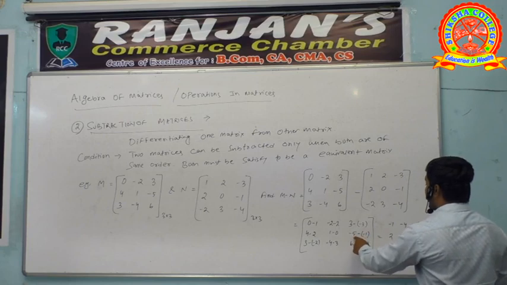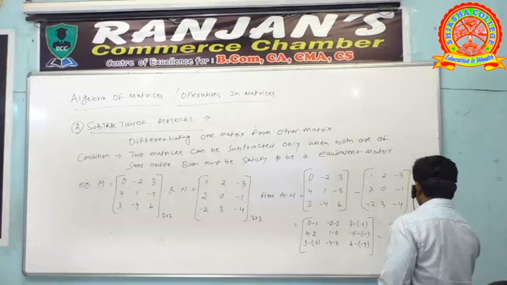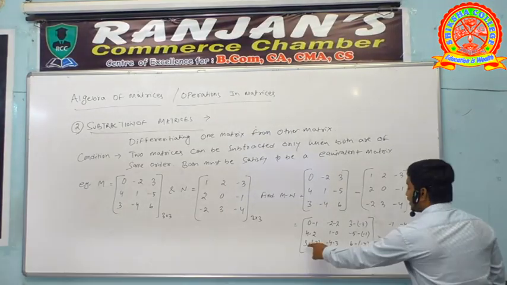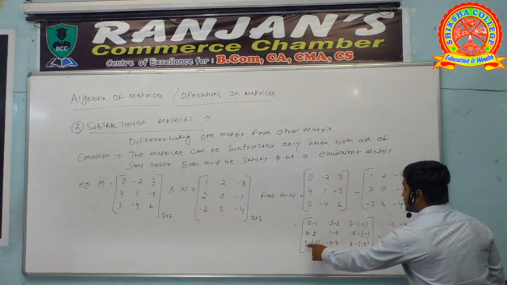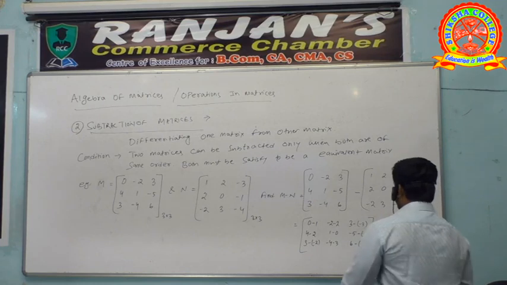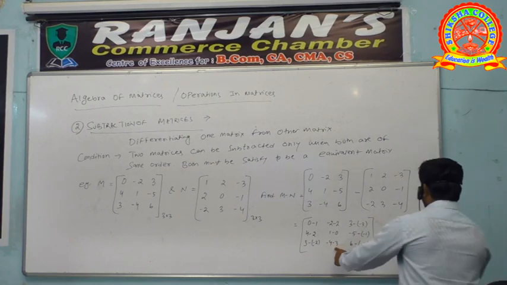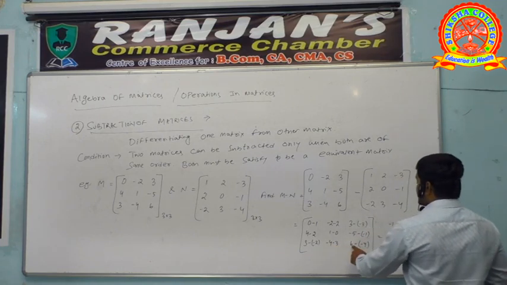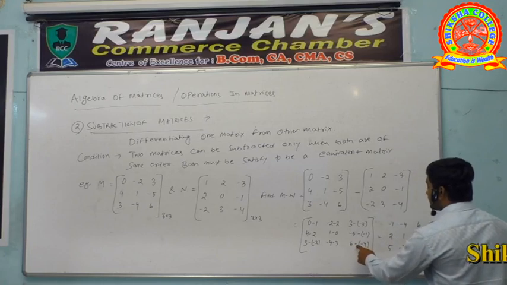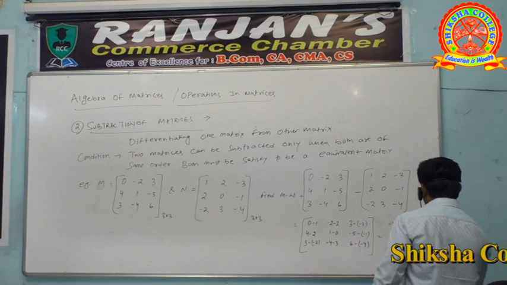Minus 5, here minus plus. Okay, so minus 5 plus 1, that is minus 4. 3 minus plus, 3 plus 2, 5. Minus 4 minus 3, minus 7. 6 minus 4, minus plus. 6 plus 4, 10.